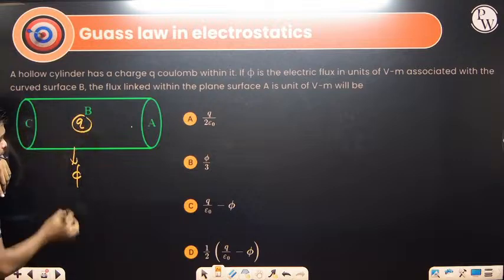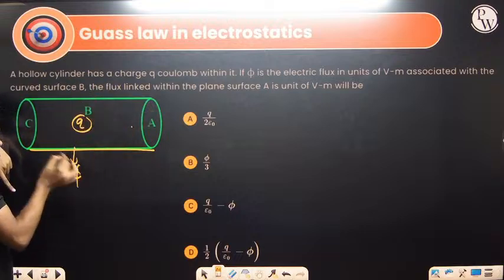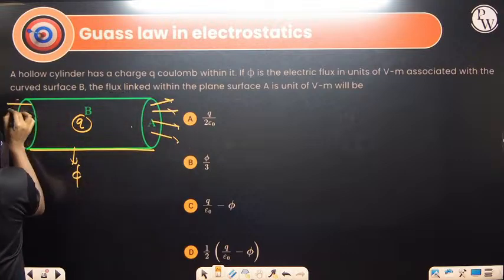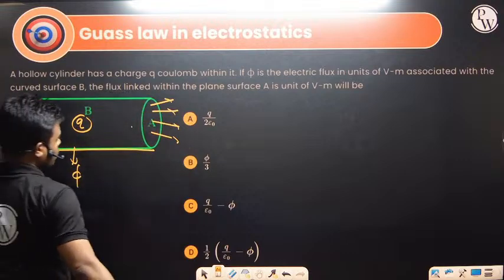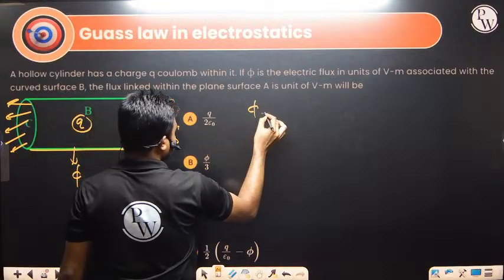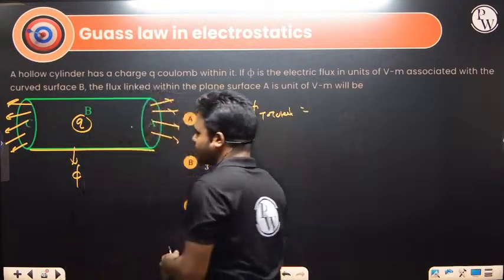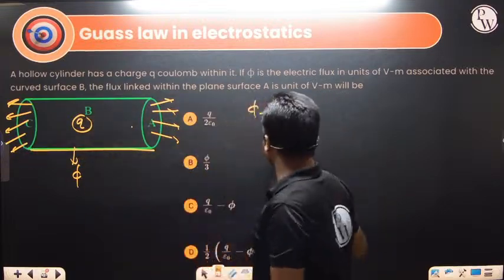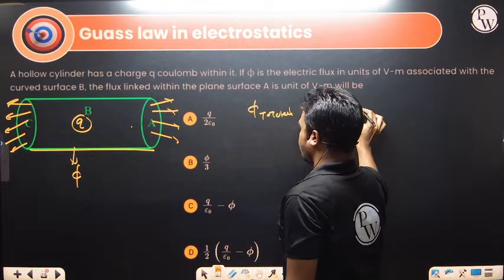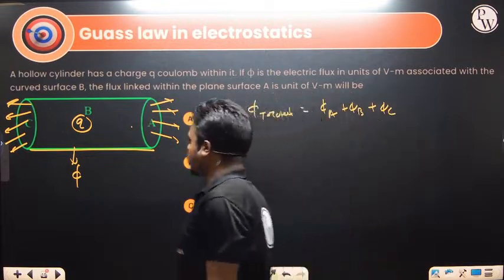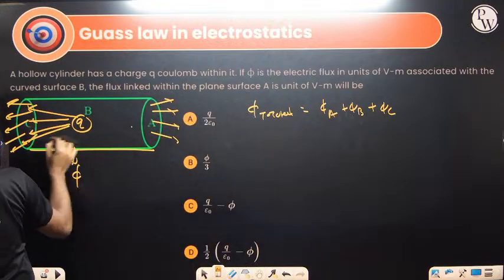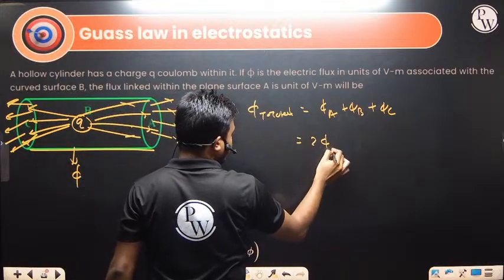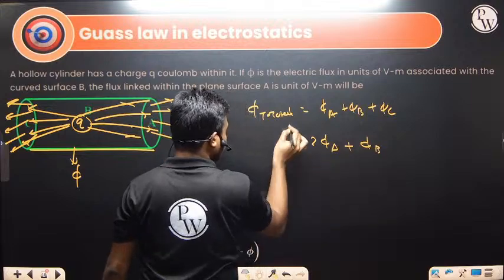Because of this charge, the flux on this curved surface is phi, and we want to calculate the flux passing through the other surfaces. Total flux coming out: how many surfaces does it have? One is the curved surface, second is this plane surface, and third is this plane surface. So flux through A plus flux through B plus flux through C. Because of symmetry, whatever flux passes through C, the same passes through A also. So I can write it as 2 times flux through A plus phi B equals phi total.